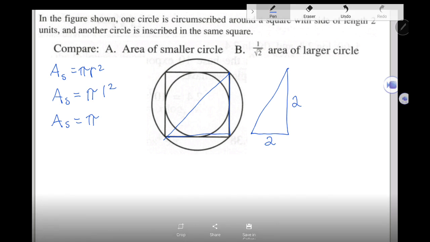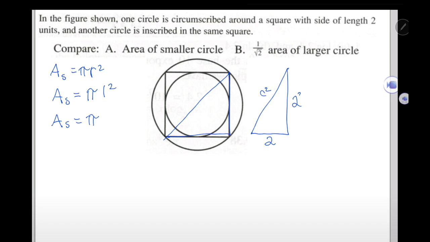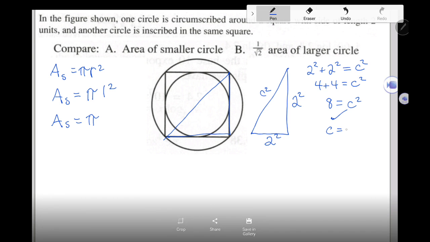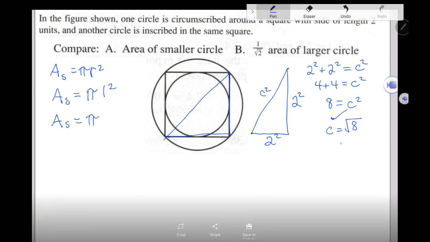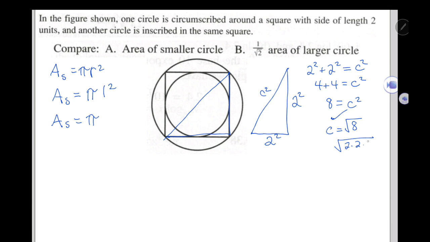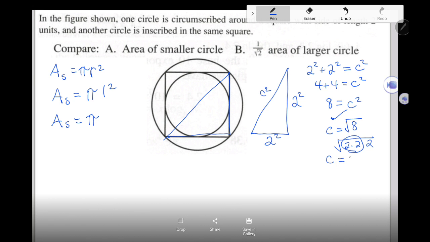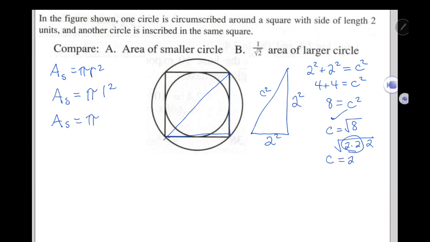But Pythagoras says that if I square these sides and add them together, 2 squared plus 2 squared, that should equal c squared. So I get 4 plus 4 is equal to c squared. So I have 8 is equal to c squared. So then c is equal to the square root of 8. The square root of 8 is 2 times 2 times 2, and I can take a 2 to the outside, so c, the hypotenuse, or the diameter, is equal to 2 times the square root of 2.